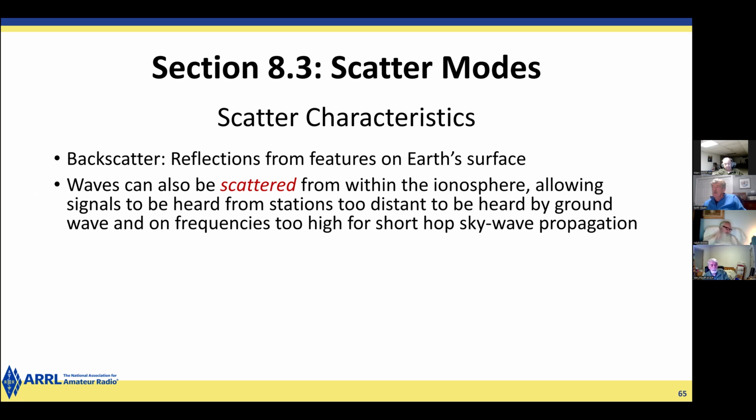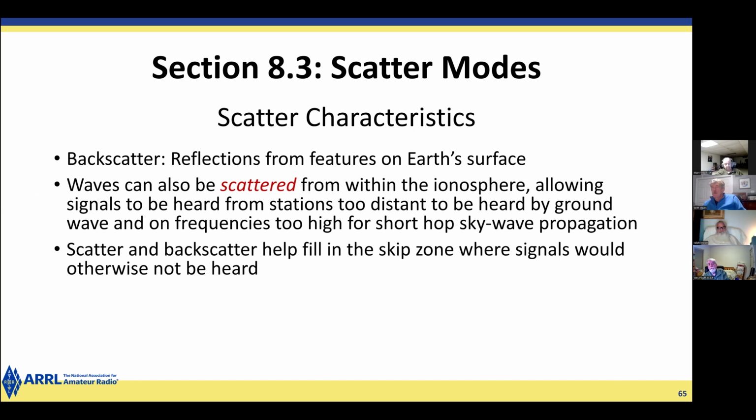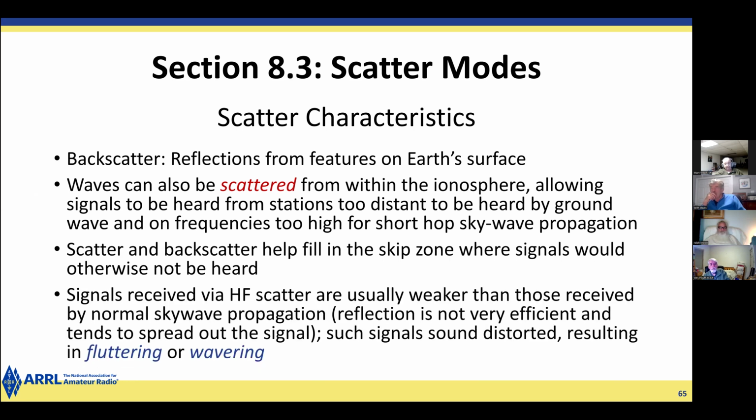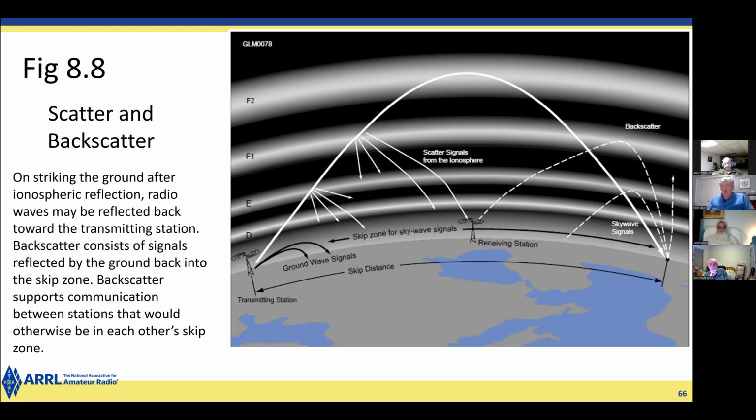And there's a picture coming up on this. Scatter and backscatter help fill the skip zone when signals would otherwise not be heard. Although, again, warning, signals that you hear through scatter mechanisms are going to be weaker than the normal mechanism. And you will often hear distortion, fluttering, wavering signals because the path isn't very constant, because scattering happens over a wider area of the ionosphere.